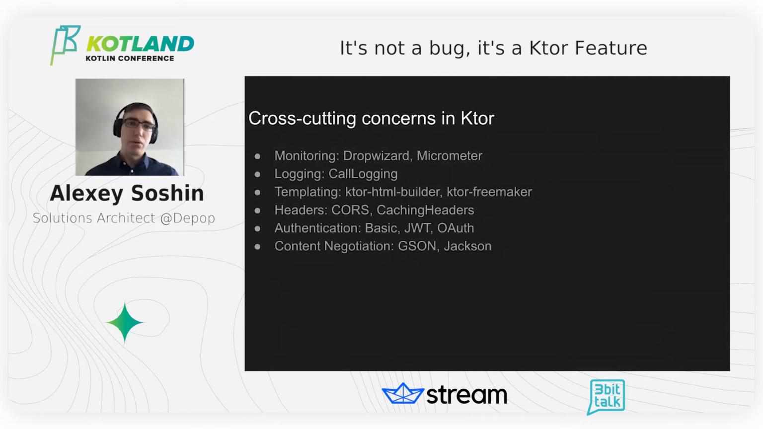So if you work with Ktor, Ktor has a built-in solution for almost any of the cross-cutting concerns we discussed at the moment. There are plugins for monitoring, for logging, for different templating engines, plugins that send particular headers, handle CORS, plugins for authentication, plugins for marshalling and unmarshalling responses. Lots of plugins, but the problem is that most of them are developed by JetBrains themselves. And if they don't particularly suit your needs, there aren't many examples currently of how to create your own plugin.